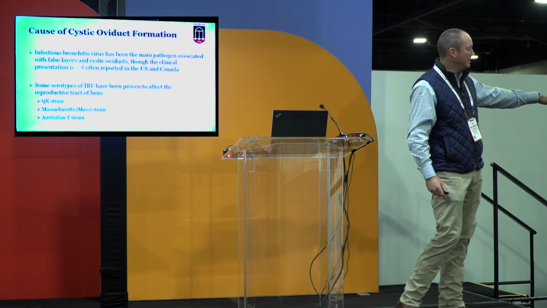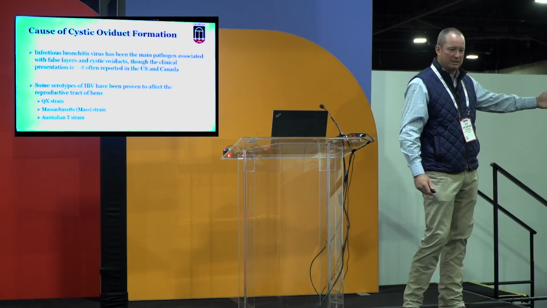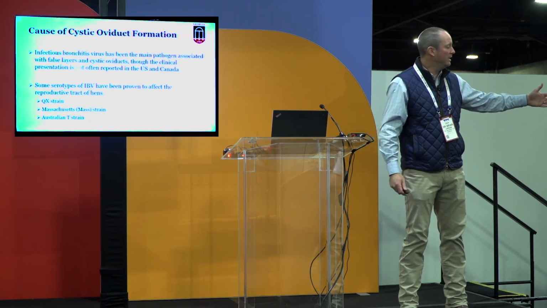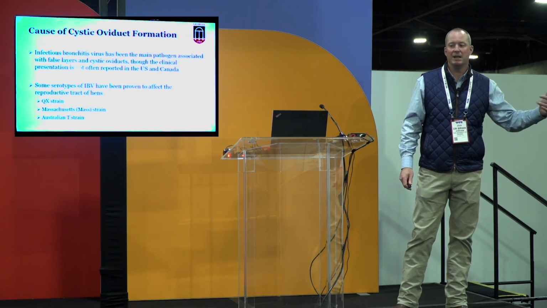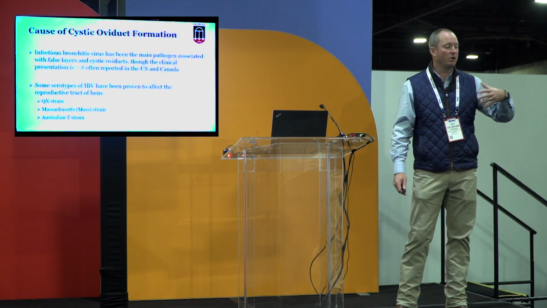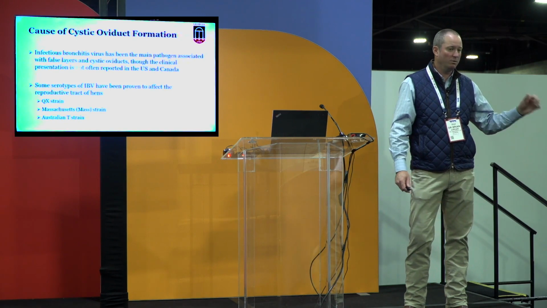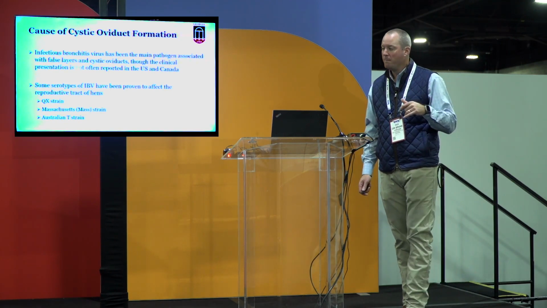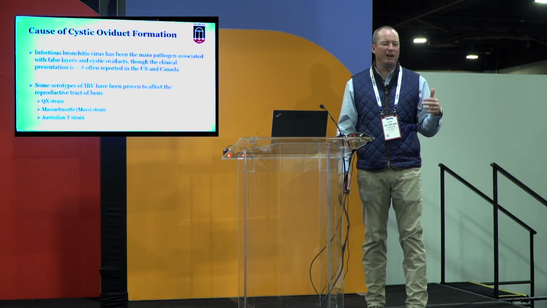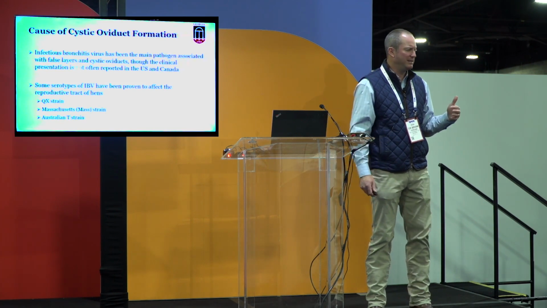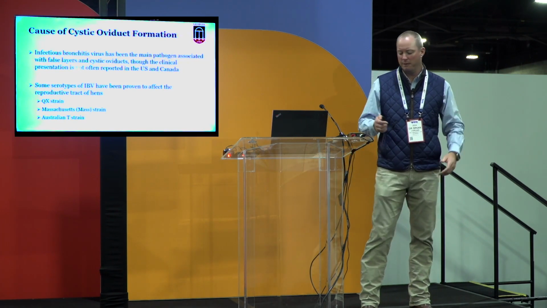But then more recently, this Australian T strain, which is specific to Australia. Then you've got this QX strain, which originated in Asia and has progressed through many other parts of the world, not in North America though. And that QX strain is more virulent than other bronchitis strains that we typically have. So that one is a little bit different as well.